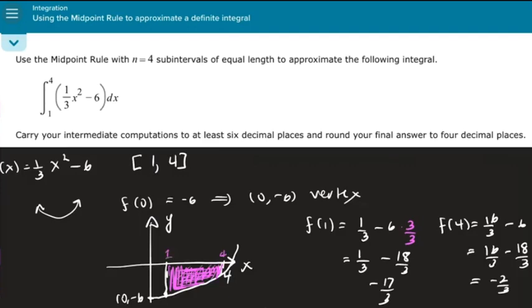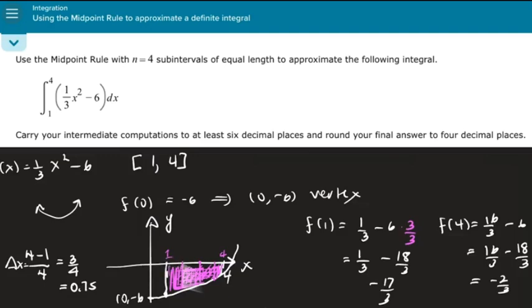And so they're asking us to break this up into 4 subdivisions, and so we can do that by taking 4 minus 1 and dividing by 4. And that gives us 3/4, which is equal to 0.75. And I'll call that delta x, little increments of x that we're chunking off or partitioning that interval from 1 to 4. And so if I add 0.75 to 1, that'll give me 1.75.